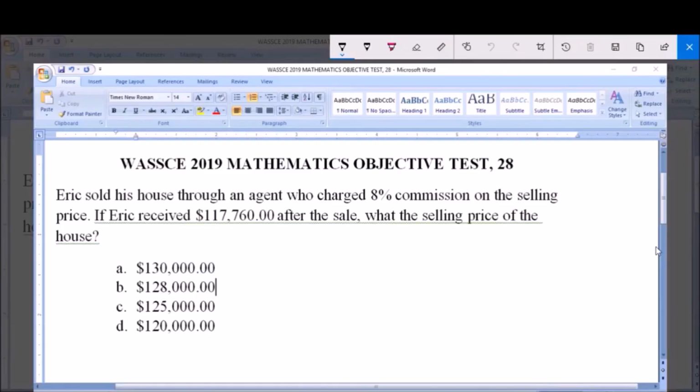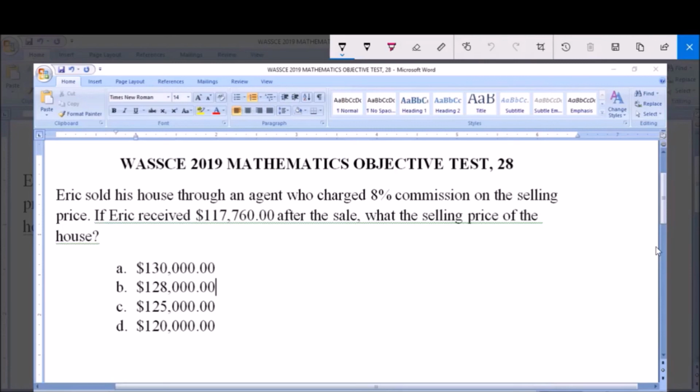Hello, good day and welcome. Today we'll be dealing with WAEC 2019 Maths Objective Test, question 28. It says Eric sold his house through an agent who charged 8% commission on the selling price. Now, if Eric received $117,760 after the sale, what is the selling price of the house?